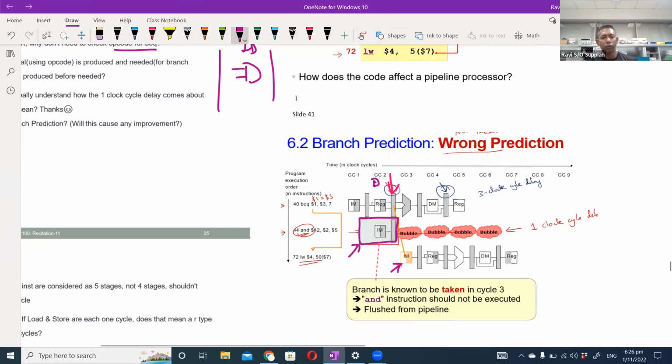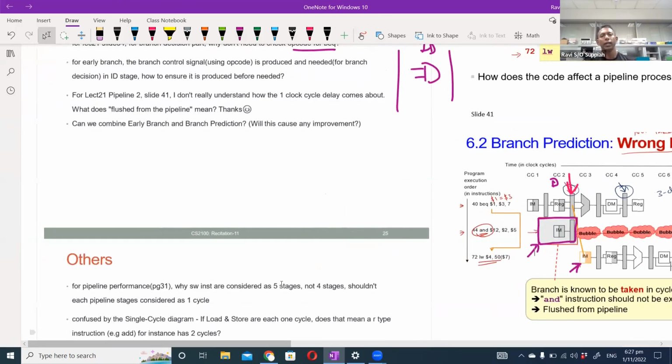Okay, so this idea of flush is what? This idea of flush means, in a sense, you can think of it as zeroing out all the data in the pipeline. So I do not have to process whatever is in the pipeline anymore. I zero it out, and then I can move on to the next.